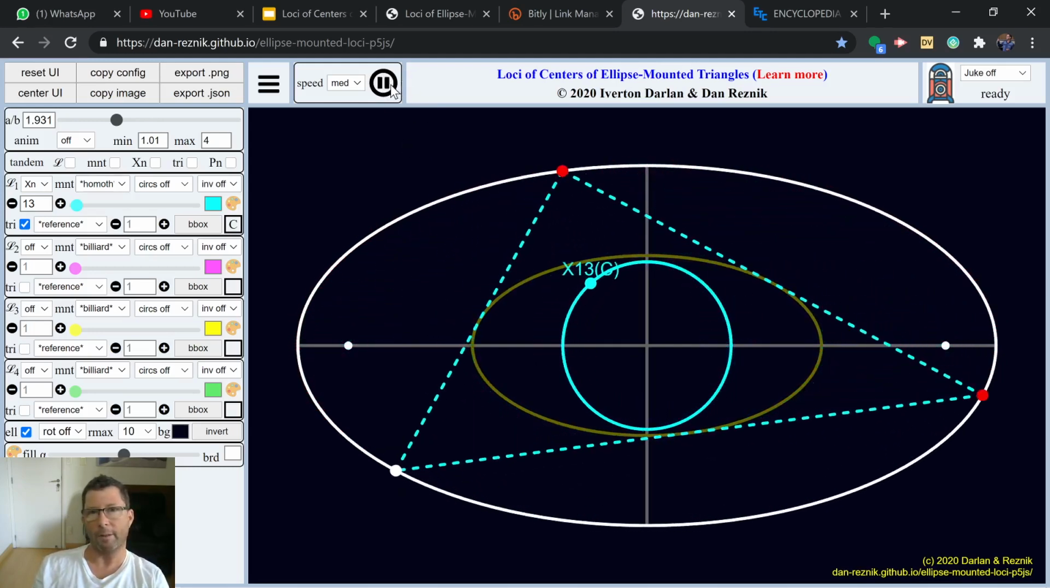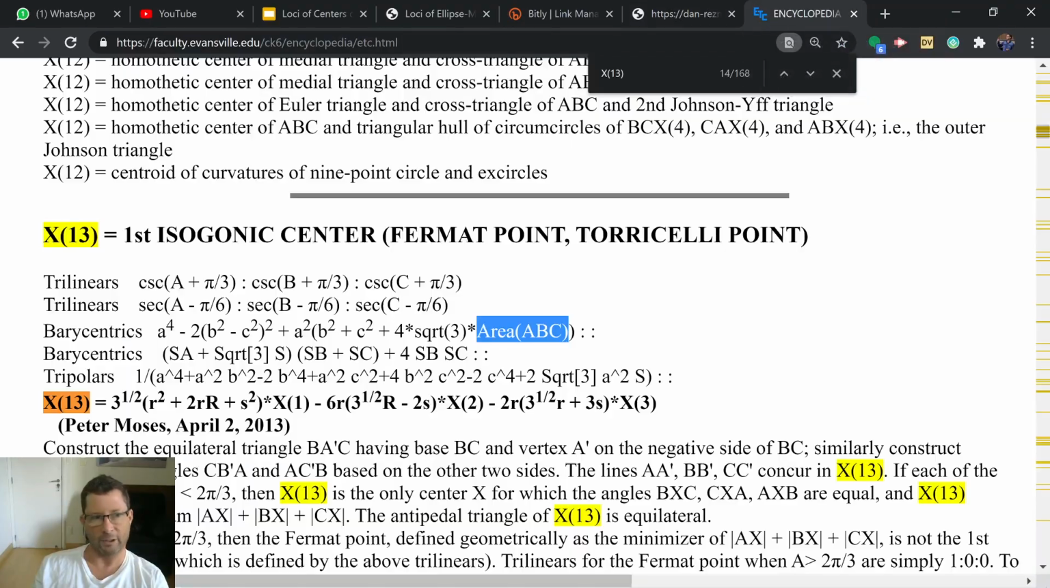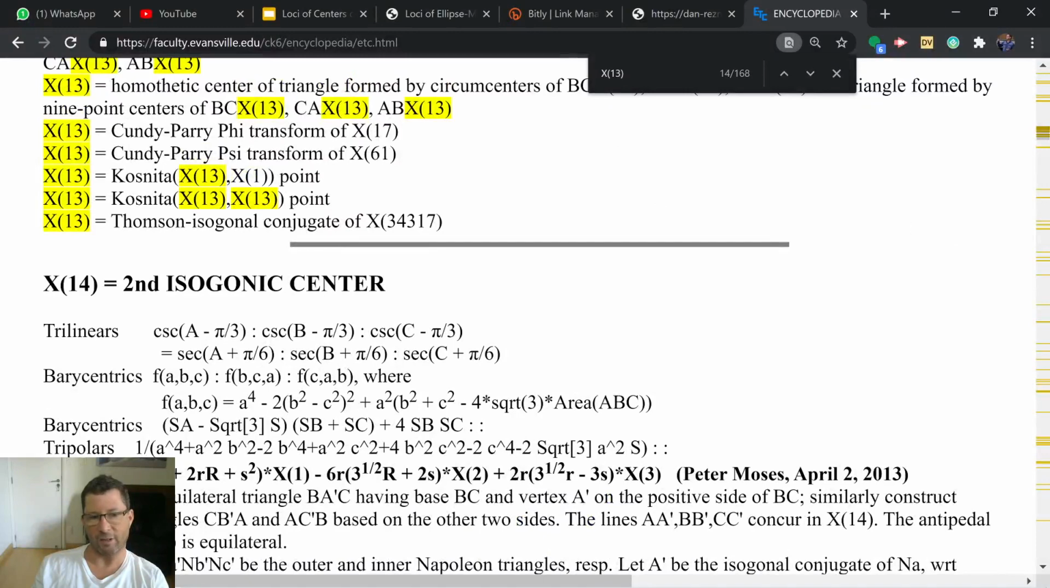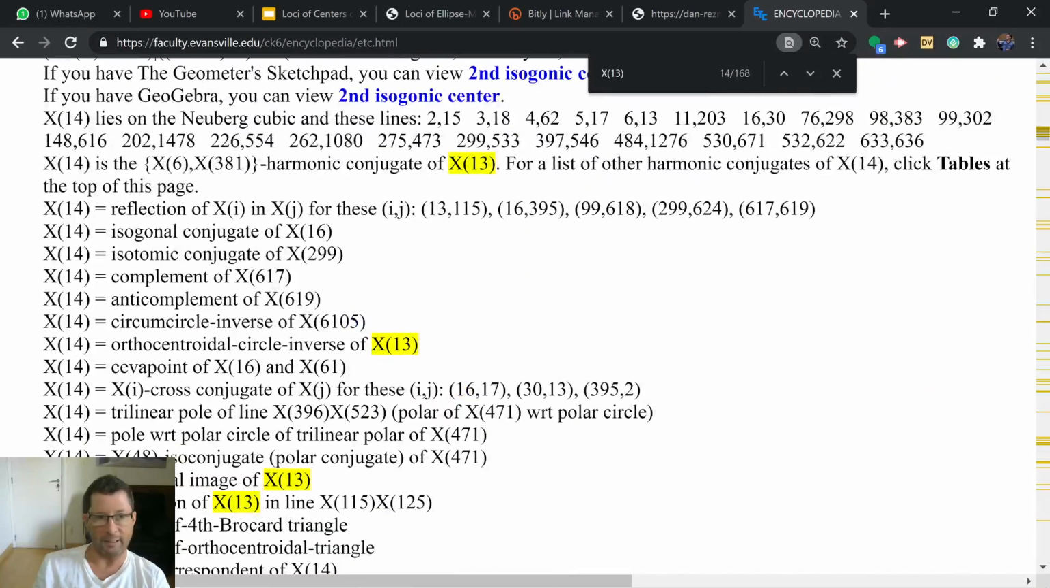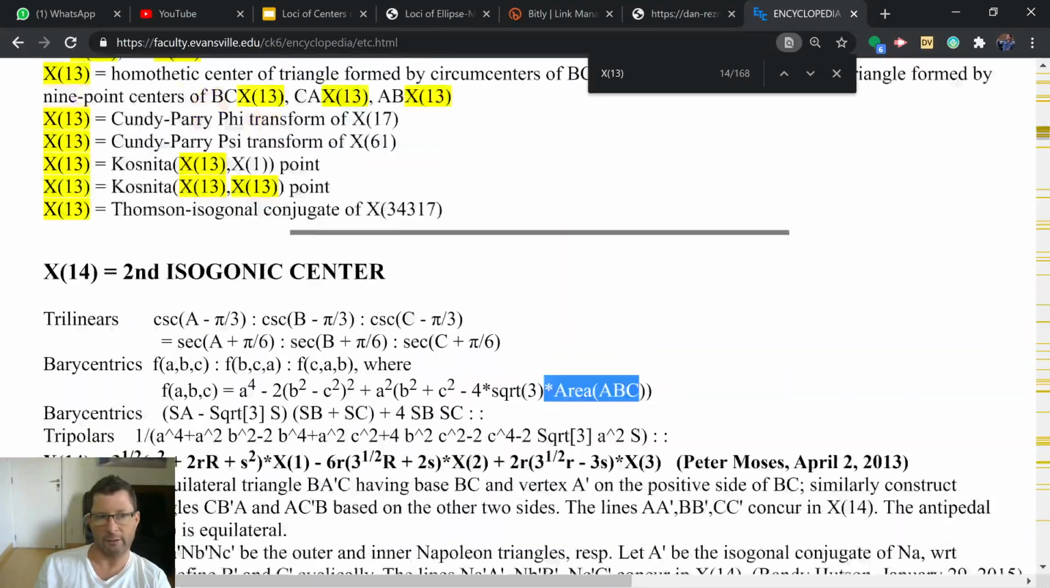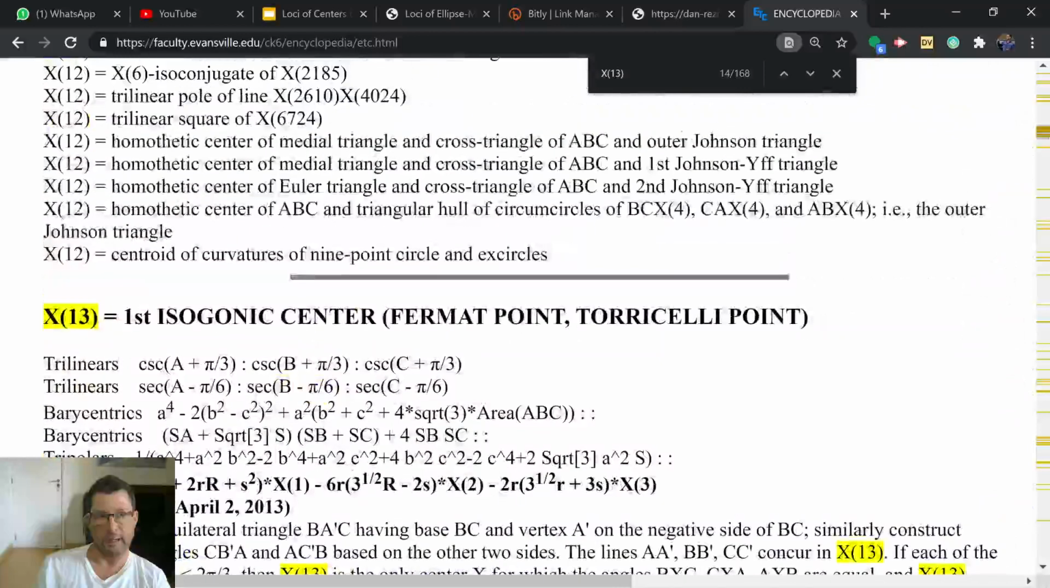Now let's look at what happens to the next point on Kimberling's list, x14, known as the second isogonic center. You can see here that the barycentrics are also non-rational, or irrational, on the side lengths because they contain area. And this point, I believe, is related to x13 through some transformation. This is known as the second isogonic center. x13 is known as the first isogonic center.